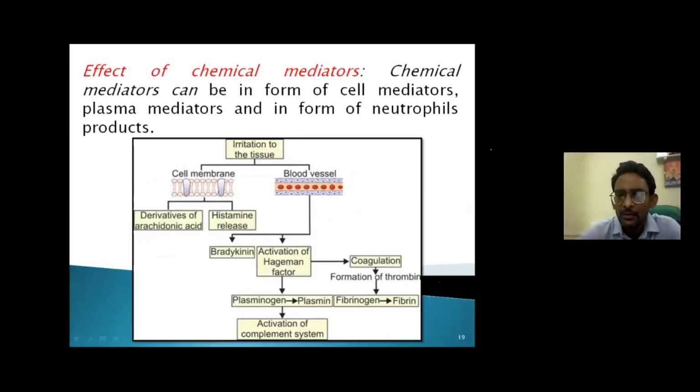Effect of chemical mediators. The chemical mediator can be in the form of cell mediator, plasma mediator, as I have told you earlier, and in the form of neutrophils. So whenever there is an irritation or inflammation of the tissue, the cell membrane and the blood vessels release arachidonic acid derivatives and histamine, and this causes the Hageman factor to stimulate and trigger, and then they cause inflammation.